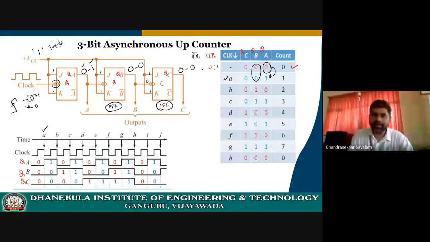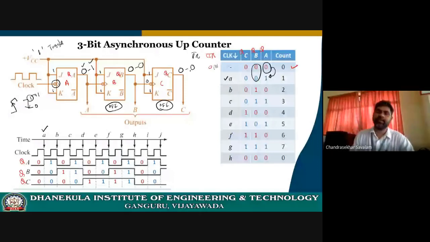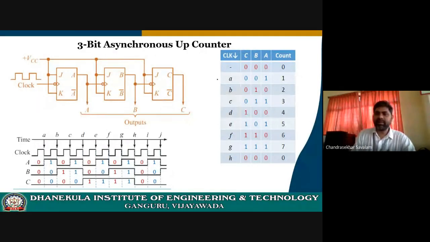Students, are you there? Yes, sir. What is the next state for the QC? This is off. Understand? So off means it maintains the previous state. So see here, flip-flop. See, first clock after resetting. So all outputs are 0, 0, 0.